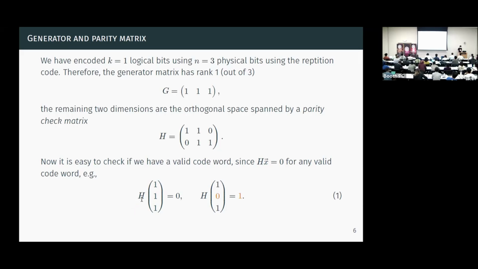So if we take H and we multiply it with the all ones vector, then we get 0, so it's a valid code word. But if we take it with some vector that has an error, then we get 1 because it's in the orthogonal subspace.